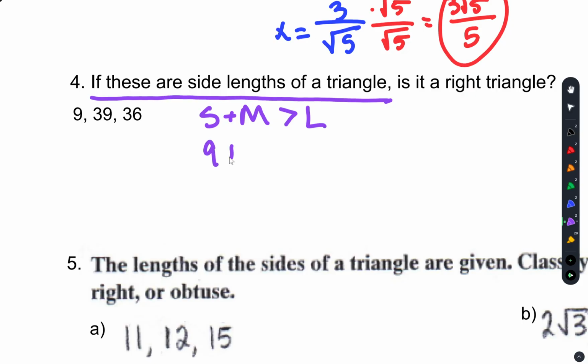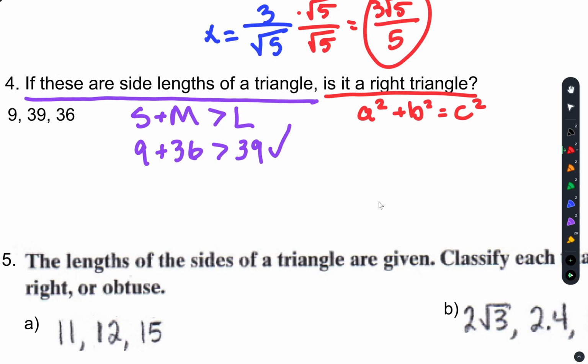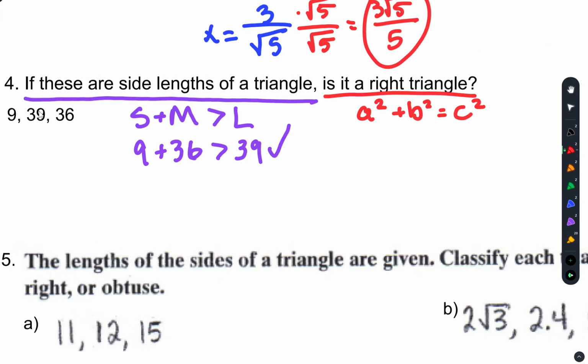We have 9 plus 36. Is that going to be larger than 39? Yes, it is. So these 3 sides do make a triangle. Now we're going to figure out, do they make a right triangle? And to determine if they make a right triangle, we're going to prove that a squared plus b squared equals c squared. So I know that my longest side needs to be my hypotenuse.